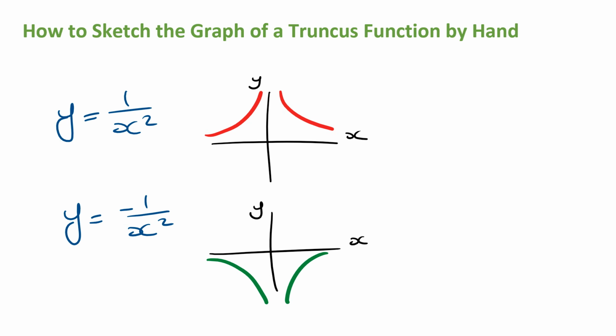The graph of a Truncus function has both a vertical asymptote and a horizontal asymptote, and we show this by dotted lines. And for the parent function, this is going to be the lines x is equal to 0 and y is equal to 0.